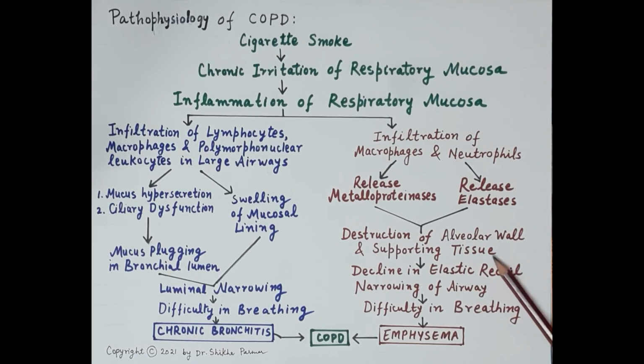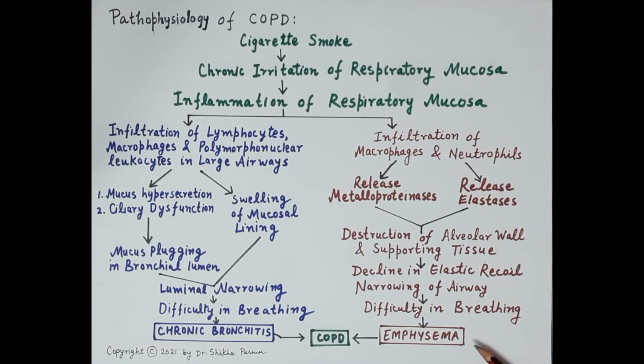Apart from this, because of the destruction of supporting tissue, the tissue that supports the alveolar ducts and the respiratory bronchioles, these structures collapse, and because of which there is narrowing of the airway. So these two together, that is decline in the elastic recoil and narrowing of the airway, result in difficulty in breathing, and that results in emphysema.